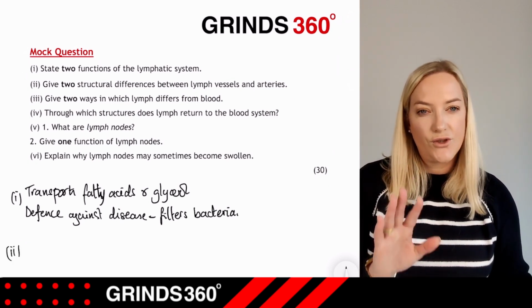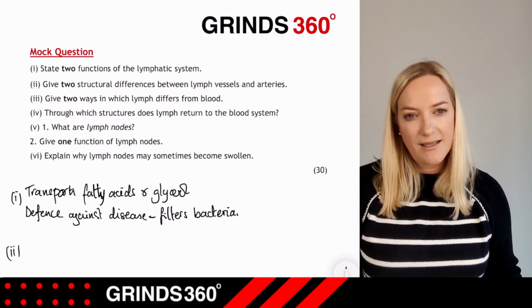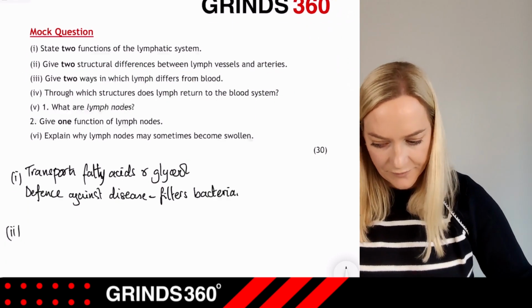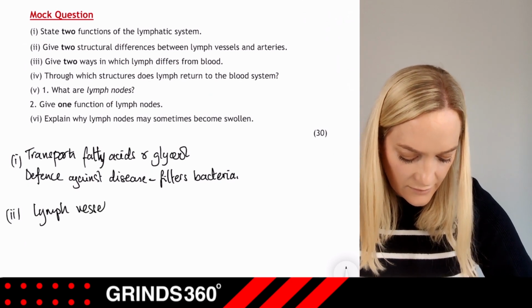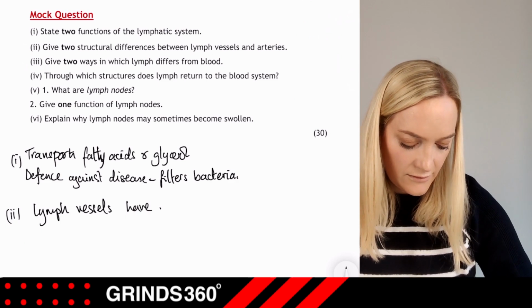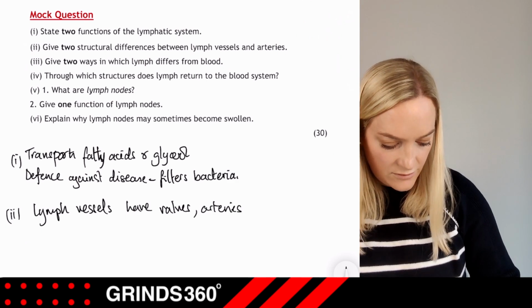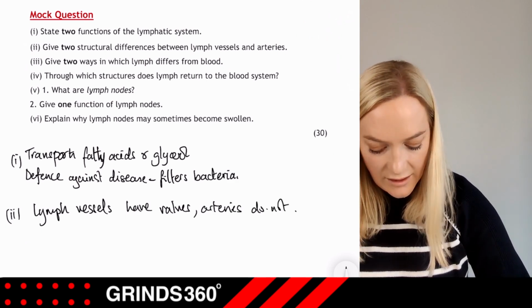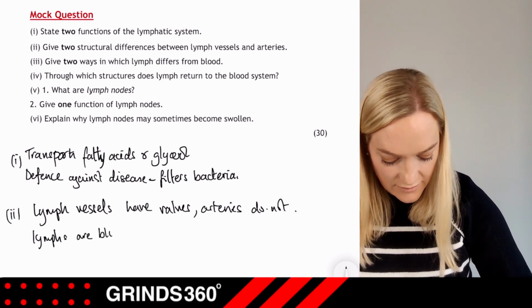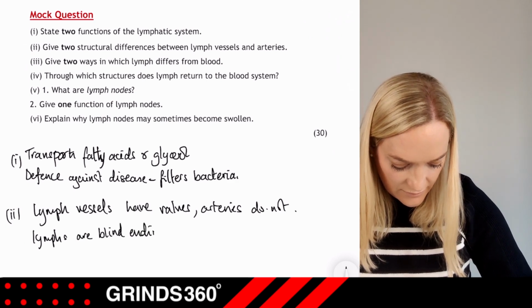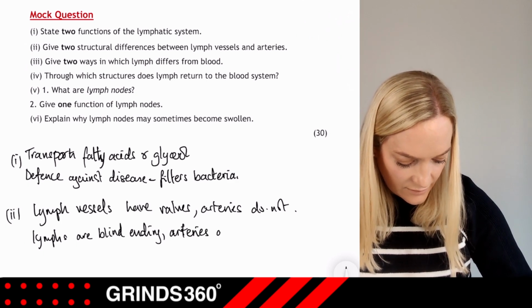Part 2. State two structural differences between lymph vessels and arteries. One we do know is that lymph vessels have valves and arteries don't have valves. Also, lymph vessels are blind ending. Arteries, like the aorta, are not blind ending.